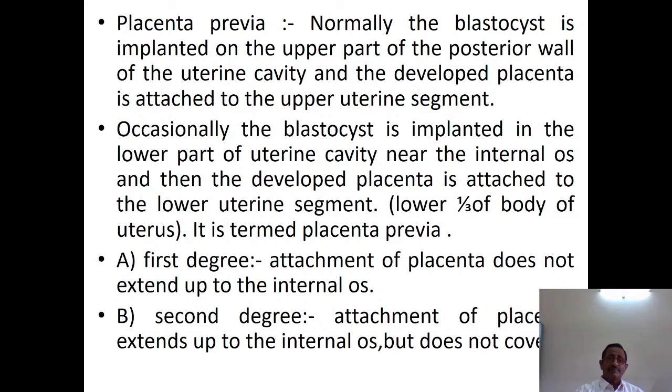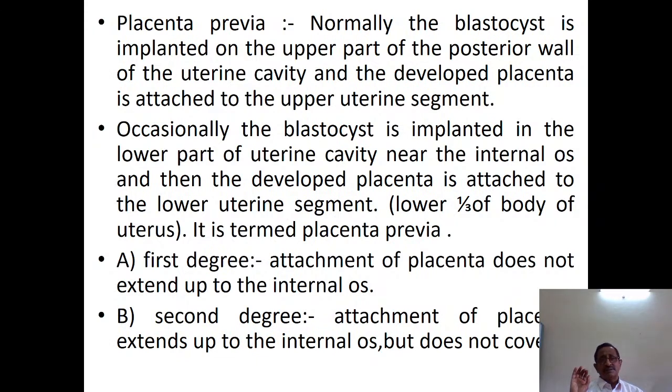Placenta previa. Normally, the blastocyst is implanted on the upper part of the posterior wall of the uterine cavity and the developed placenta is attached to the upper uterine segment. I told you the implantation usually occurs in the posterior wall of the body of the uterus as soon as the zygote comes out of the fallopian tubes into the uterine cavity. So that is almost the upper segment of the uterus, the body wall of the uterus.